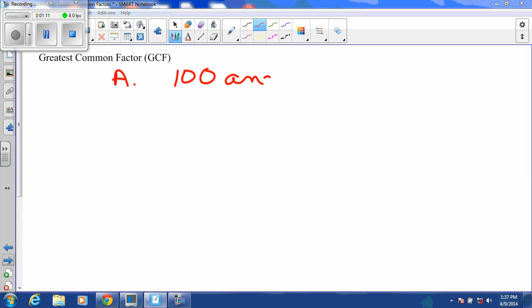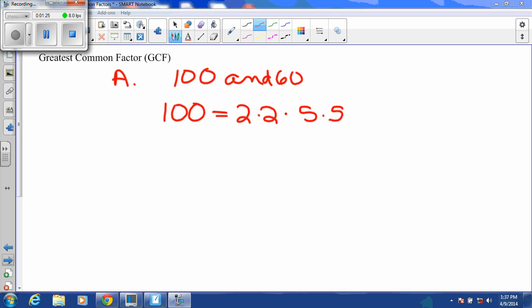Let's look at the numbers 100 and 60. The prime factorization for 100 is equal to 10 times 10, or broken apart further, 2 times 2 times 5 times 5. I did not make a factor tree. I just kept breaking the number apart in my head until I had all prime factors.